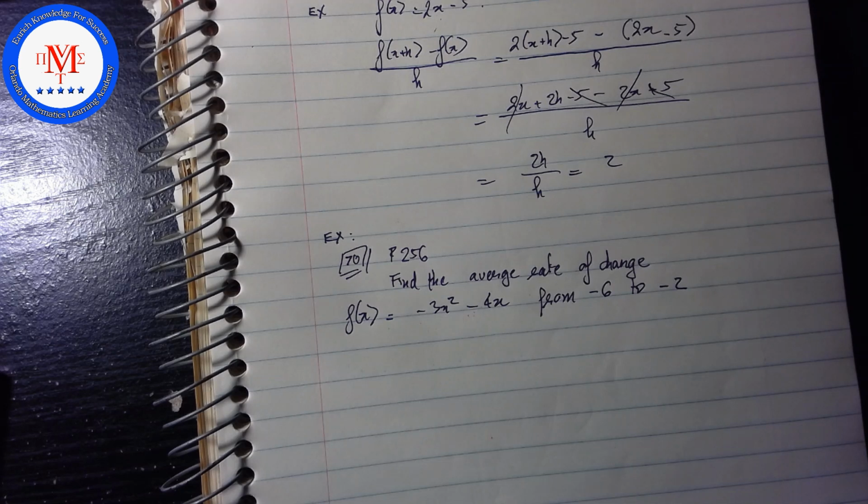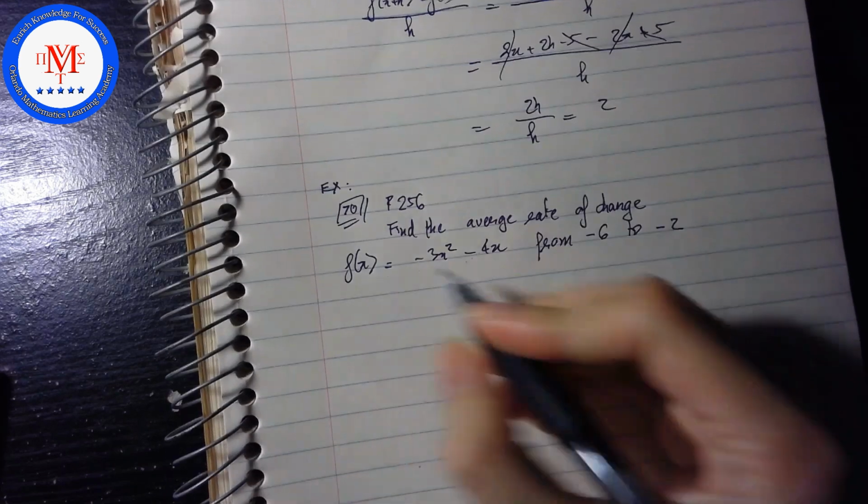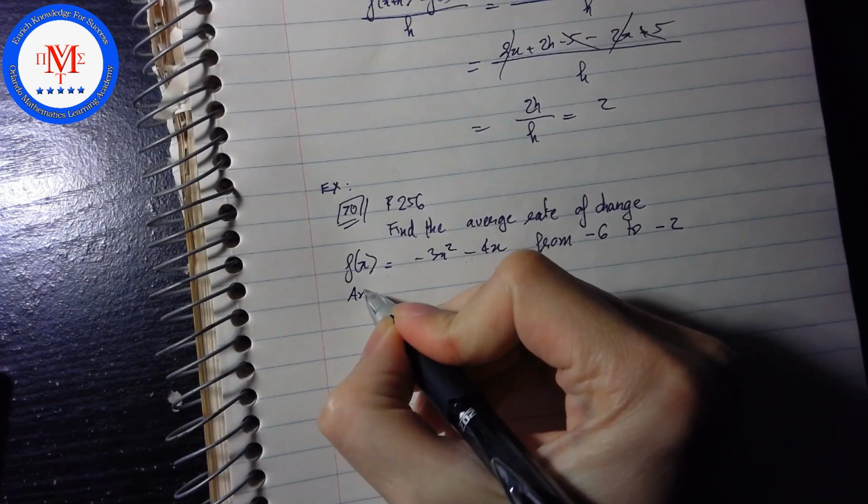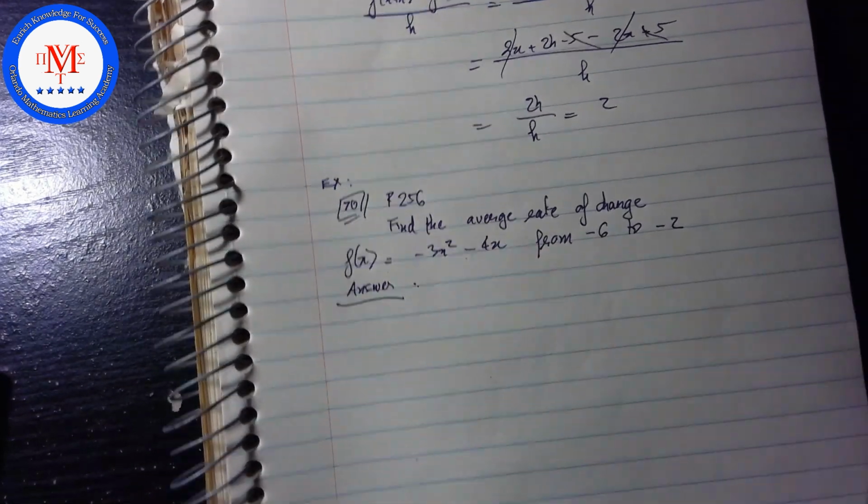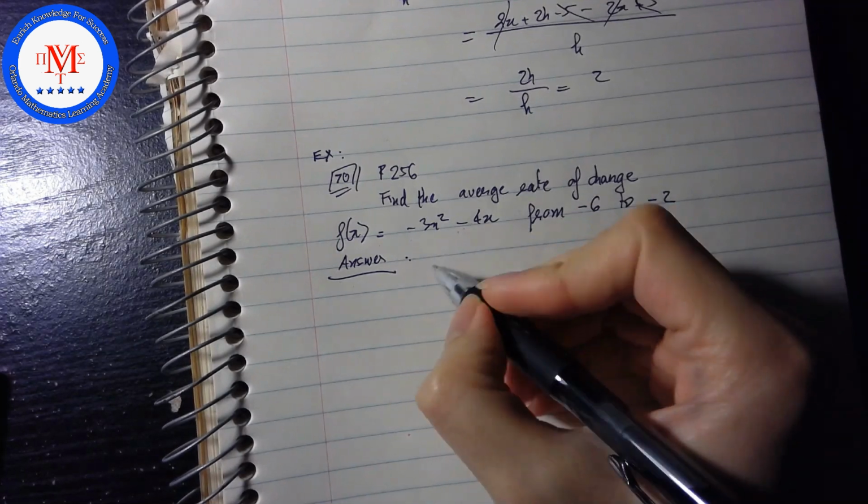Okay, so how do you do this? Because we want to find the average rate of change, we have to use the slope of the secant line at 2 points. So the slope of the secant line, what do we have? The formula is m equals f of x2 minus f of x1 over x2 minus x1, right?